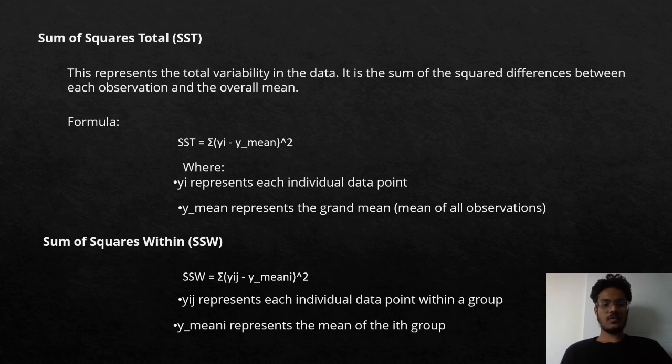Next one is sum of squares within, SSW. To calculate the sum of squares within, we use the formula summation of yij minus y mean, whole squared, where yij represents each individual data point within a group and y mean represents the mean of the group. This is also a very important formula in ANOVA.